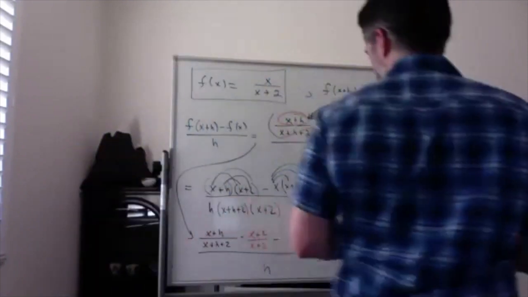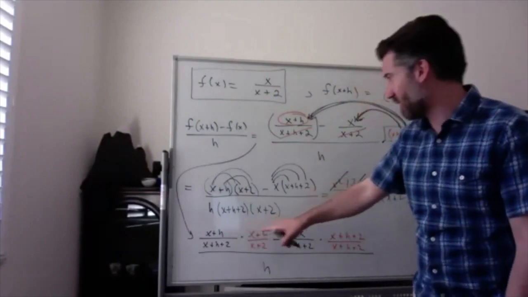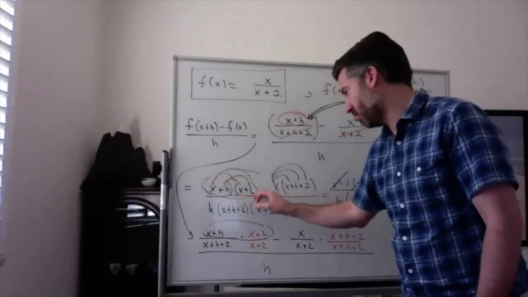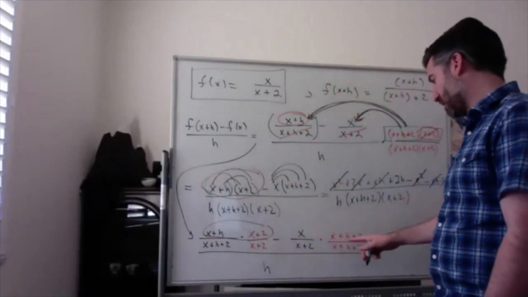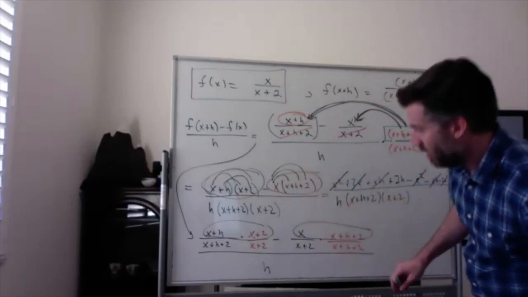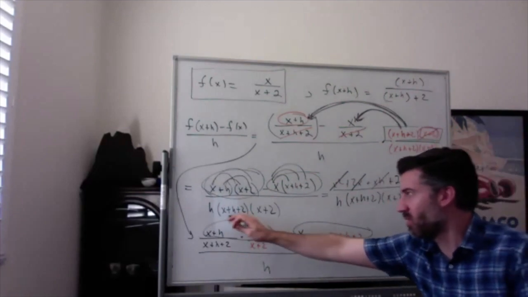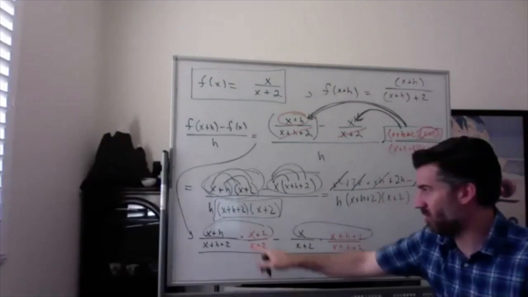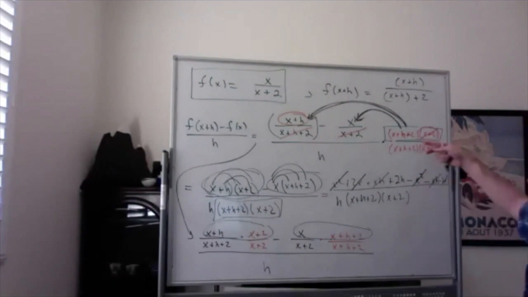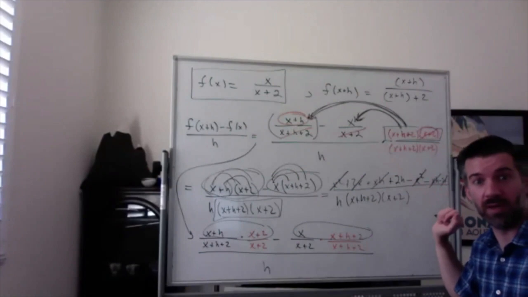But then we get the same sort of thing happening, right? I get (x plus h) times (x plus 2). This part here is the same as this part here. I get x times (x plus h plus 2), which is this part here, is the same as this part here. And then it's divided by (x plus h plus 2) times (x plus 2), which is this part here. And it's also divided by h, which is that part there. So it really is the same. It's just a little bit of a cleaner way of doing it.